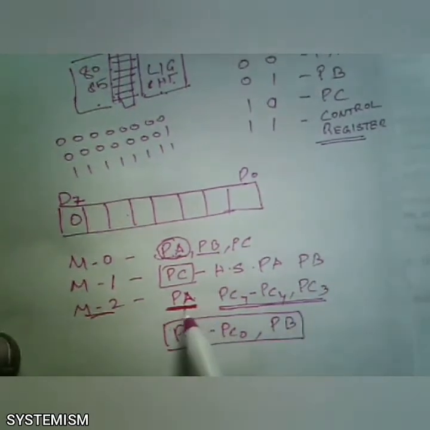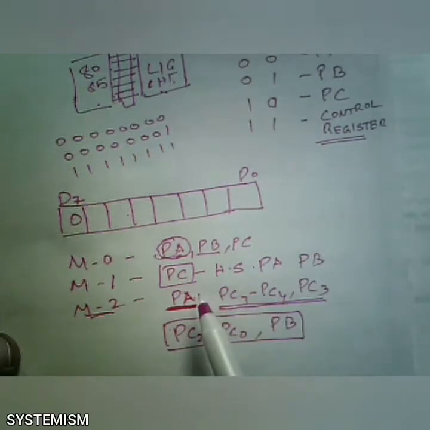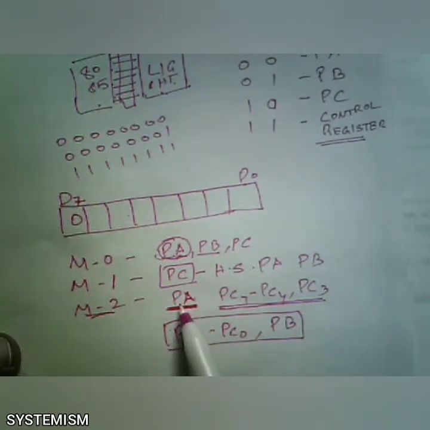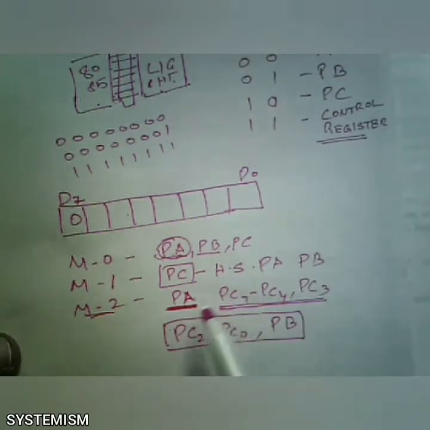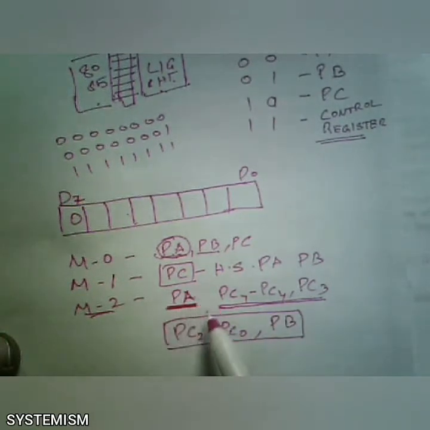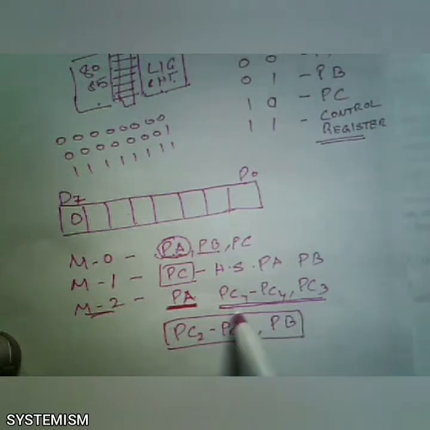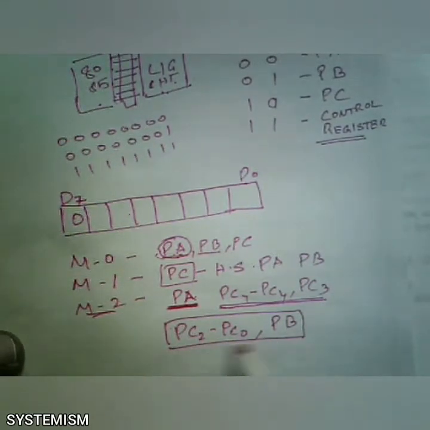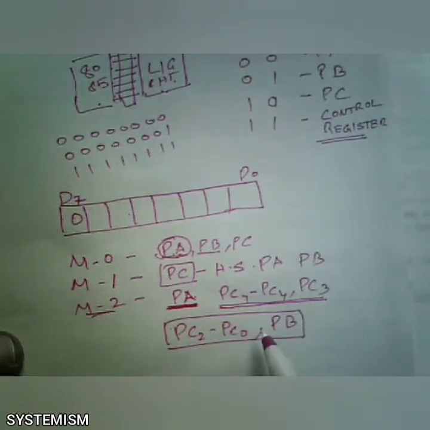In mode 2, it is a bidirectional mode, isn't it? So your port A will act as a bidirectional port. It can get the input from the IO device, and it can also give the output to the IO device. Okay, so it will act as a bidirectional port. These pins are used for your handshaking, and the remaining ports are used as normal input output ports.